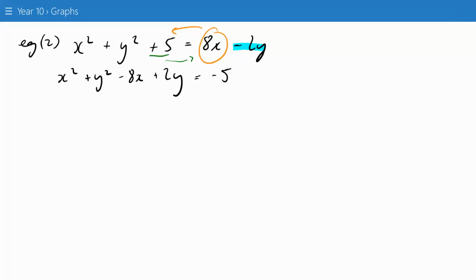x squared plus y squared was already there. That's fine. Opposite of plus 8x is minus 8x. Opposite of minus 2y is plus 2y, and equals minus 5 because it was plus 5 there. We're good. Now this is a bit nicer.